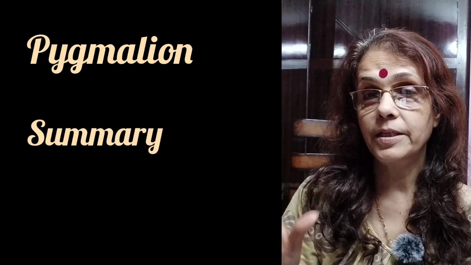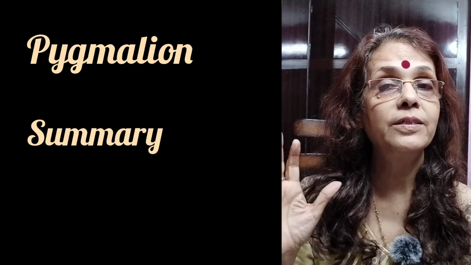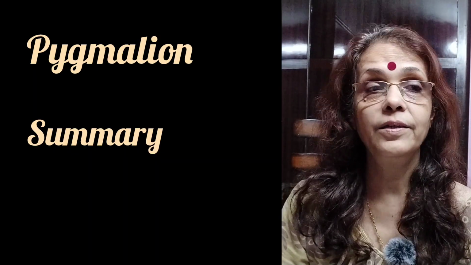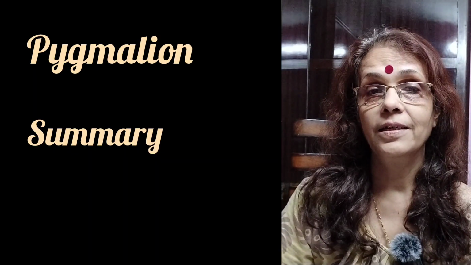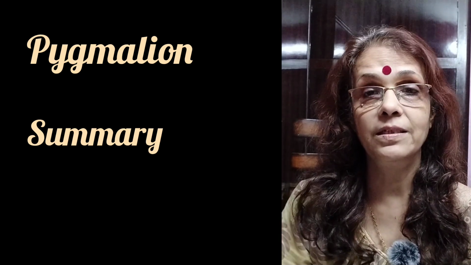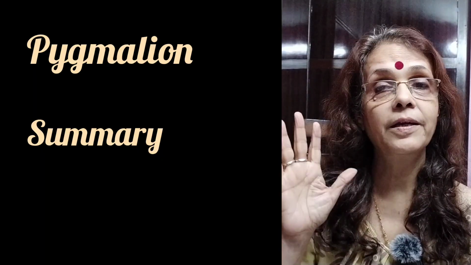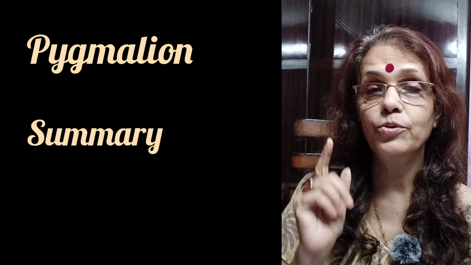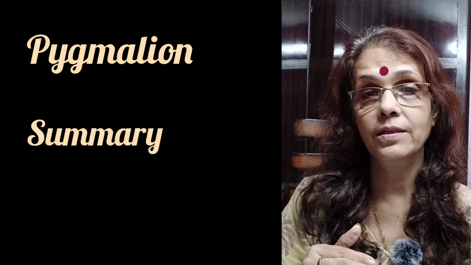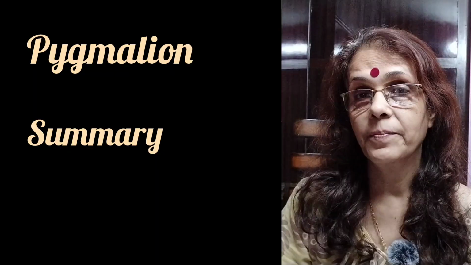Like Shakespeare's Macbeth, Pygmalion also has 5 acts, and the difference is that in Shakespeare's dramas the acts have several scenes, but in Shaw's Pygmalion there are 5 acts, so those acts are only the scenes. That means in each act there is only one scene. 5 acts, that means only 5 scenes in it.